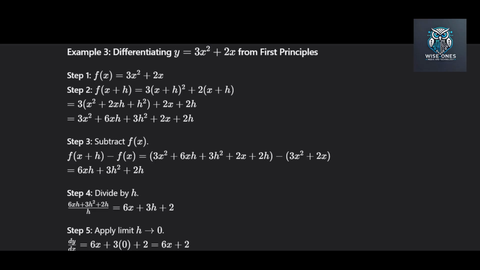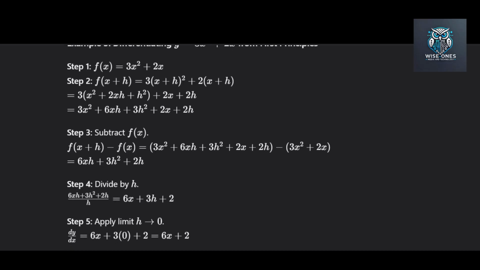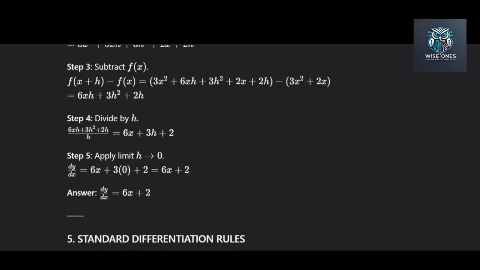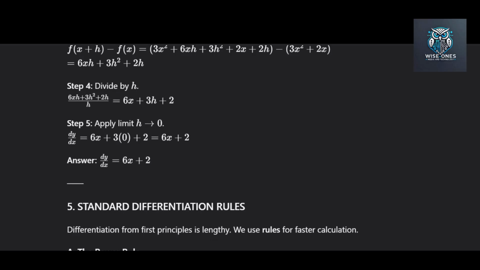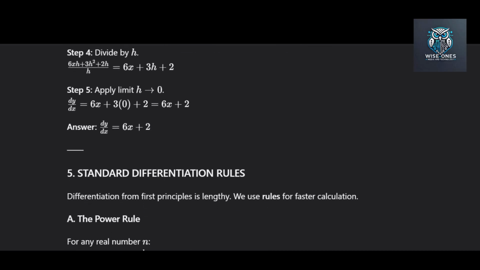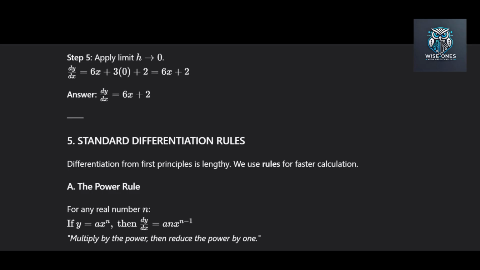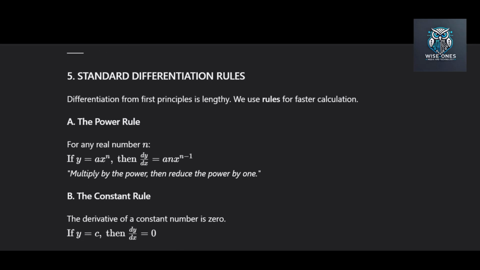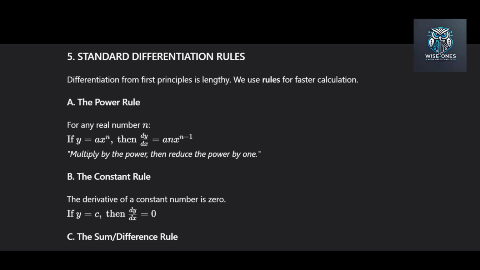3h squared divided by h is 3h. 2h divided by h is 2. So we get 6x plus 3h plus 2. Step 5, apply limit h approaches 0. h becomes 0. So 6x plus 3 times 0 plus 2. This equals 6x plus 2. Answer, dy/dx equals 6x plus 2. See, it is just algebra. Take your time with the expansion. Do not rush. Now let us move to section 5.